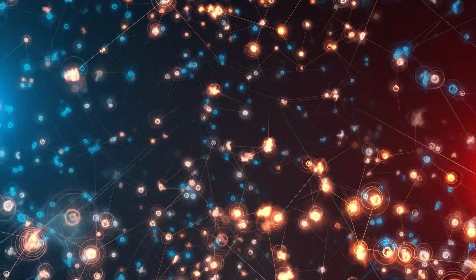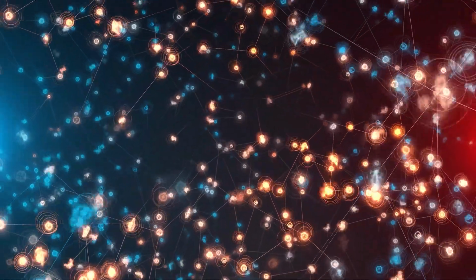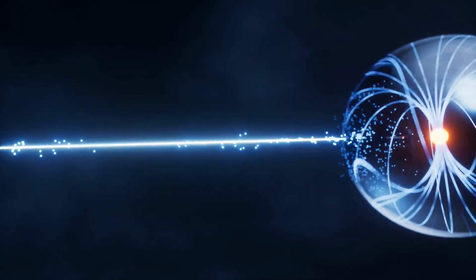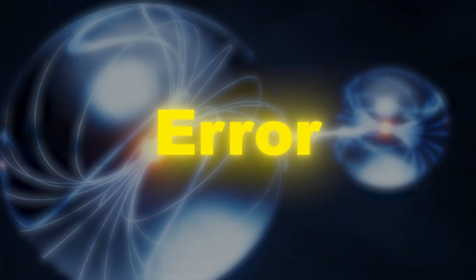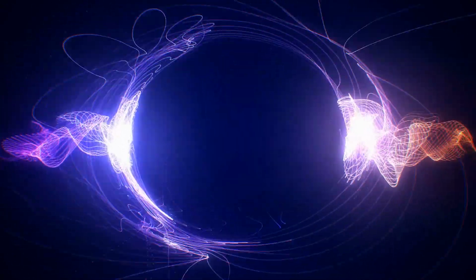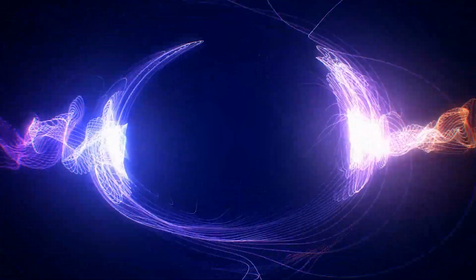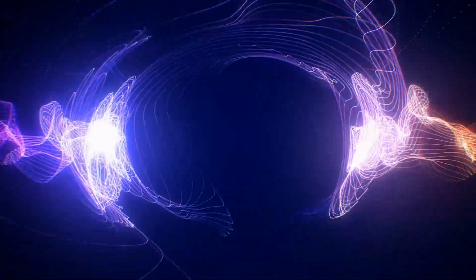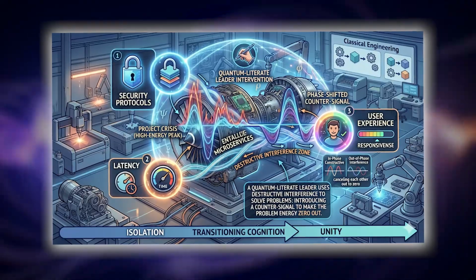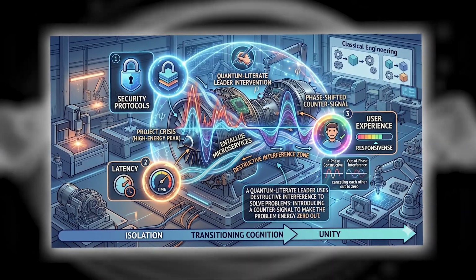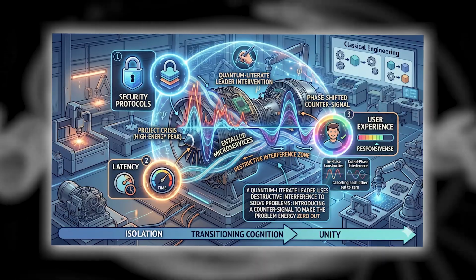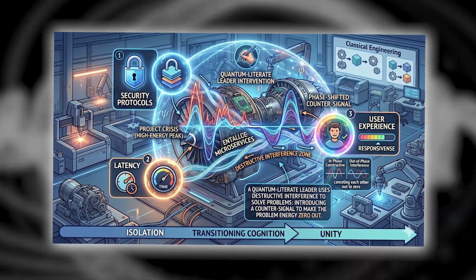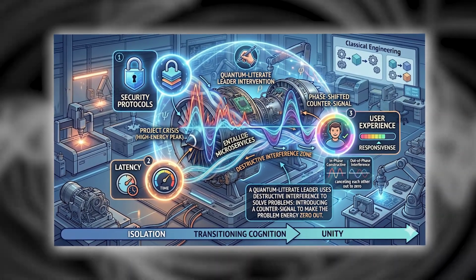Classical logic treats noise or conflict as something to be eliminated. If two engineers have different ideas or two signals cross, we see it as an error. A quantum mindset sees this as interference. In a wave system, when two waves meet, they don't just crash, they combine. If they are in phase, they experience constructive interference, doubling the strength of the signal. If they are out of phase, they experience destructive interference, canceling each other out to 0.